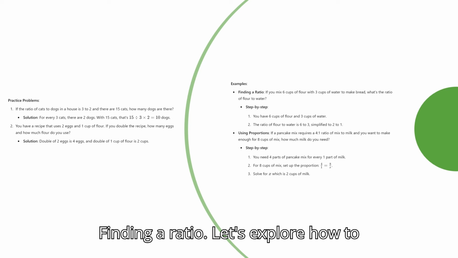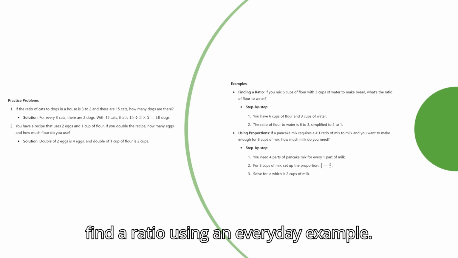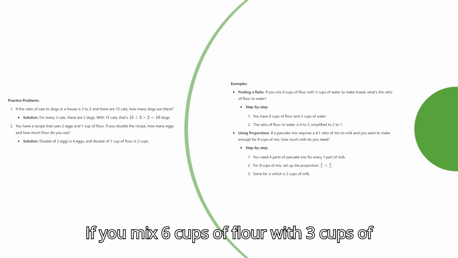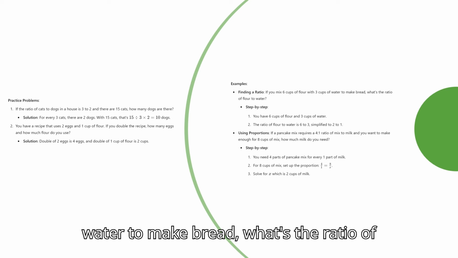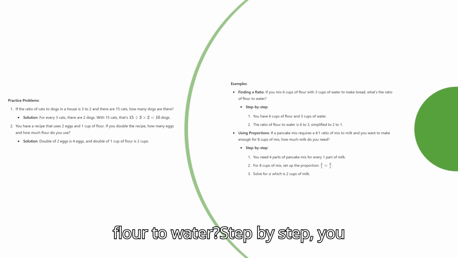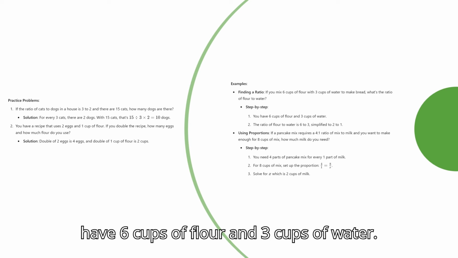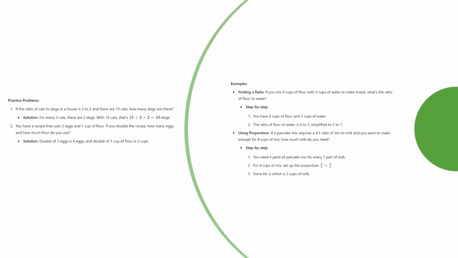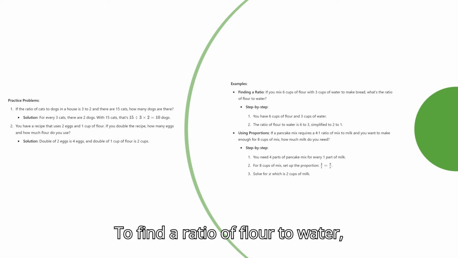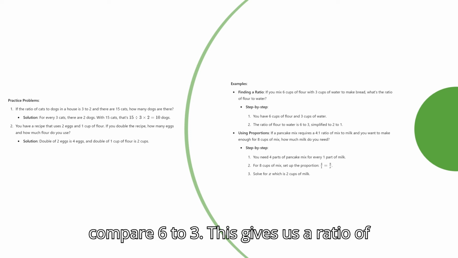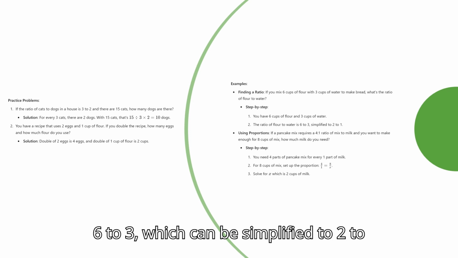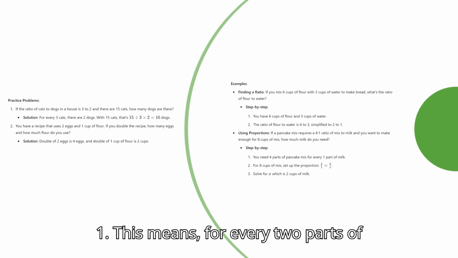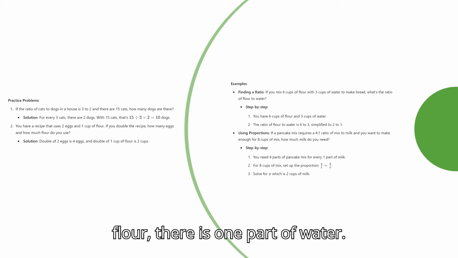Finding a ratio. Let's explore how to find a ratio using an everyday example. If you mix 6 cups of flour with 3 cups of water to make bread, what's the ratio of flour to water? Step by step. You have 6 cups of flour and 3 cups of water. To find a ratio of flour to water, compare 6 to 3. This gives us a ratio of 6 to 3, which can be simplified to 2 to 1. This means, for every 2 parts of flour, there is 1 part of water.